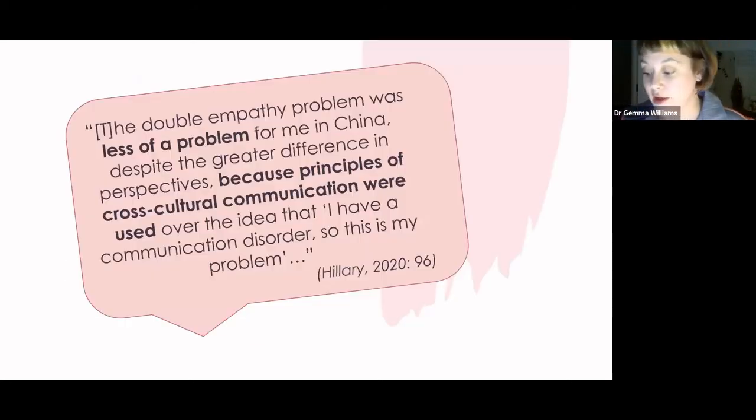So this is demonstrated really well by Alyssa Hillary, drawing on their experiences of an American autistic bilingual in China. And they say, the double empathy problem was less of a problem for me in China, despite the greater difference in perspectives, because principles of cross-cultural communication were used over the idea that I have a communication disorder, so this is my problem. And what Alyssa writes about is the differences in the quality of communicative experience when the gaps are framed in their home country of the USA as a communication disorder, where the responsibility of repair or breakdown of mutual understanding is on them, or it's just assumed that they aren't capable. And abroad, when it's framed as an intercultural issue and the repair is seen as a shared responsibility that can be navigated together.